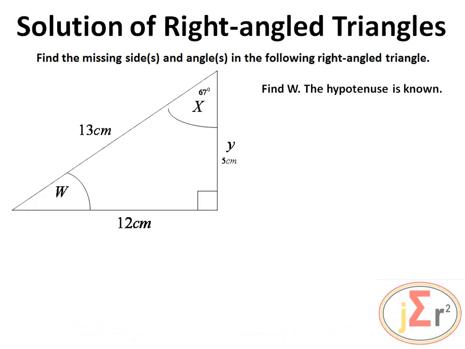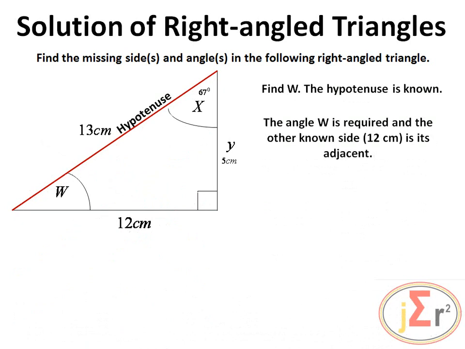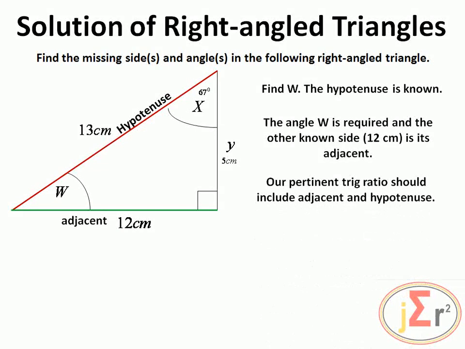So find the W. The hypotenuse is known. The hypotenuse is always the hypotenuse. It does not change. So relative to W, the 12 centimeters that we have there is the adjacent. So our pertinent trig ratio should include adjacent and hypotenuse. What trig ratio is that? Cosine. So cosine W is equal to adjacent over hypotenuse. So cos W is equal to 12 over 13. So cos W is equal to 0.92. W is equal to cos inverse of 0.92, and that is equal to 23 degrees.